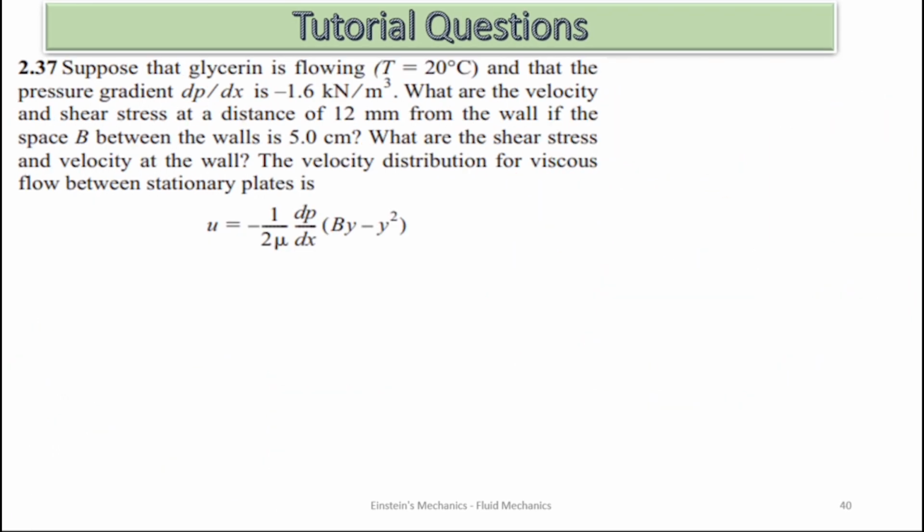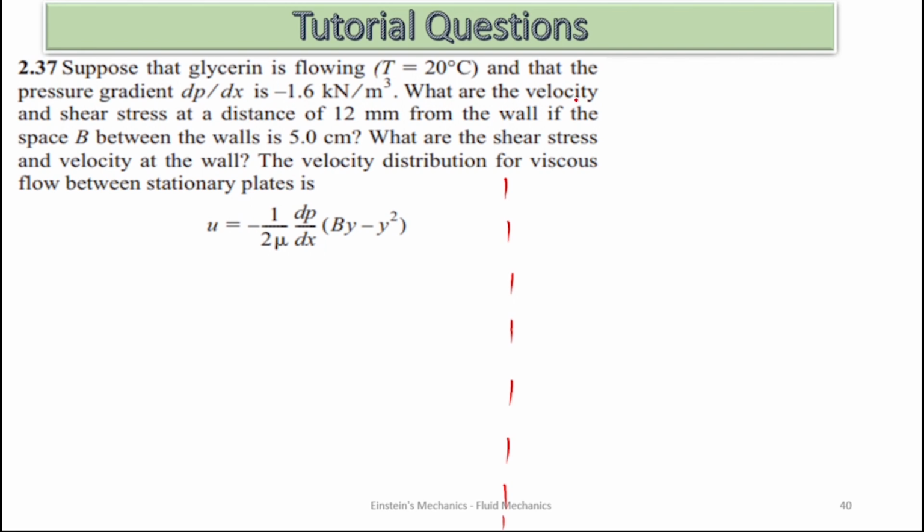So we have this question over here. An interesting one, of course. So we go through it. This question has a lot. It says, suppose that glycerin is flowing at a temperature of 20 degrees Celsius, and that the pressure gradient, dP on the dx, is negative 1.6 kilonewton per meter cube.